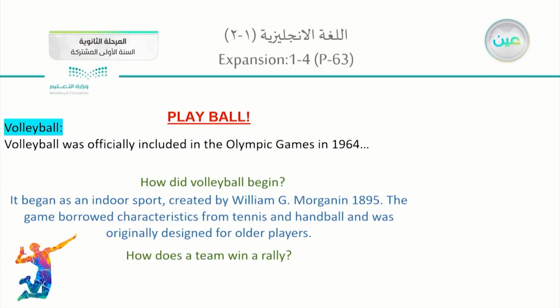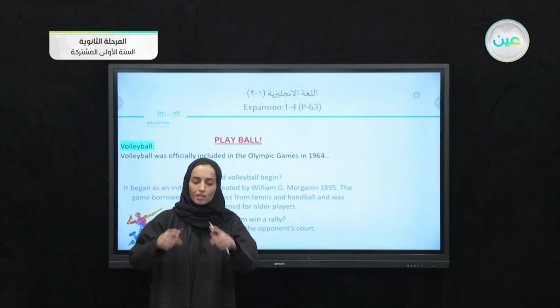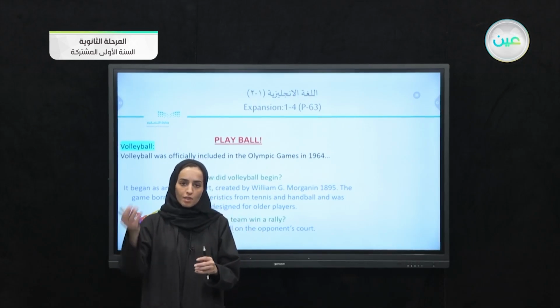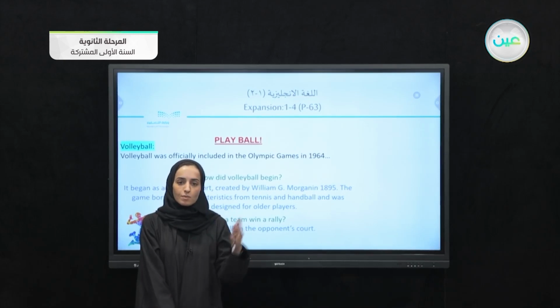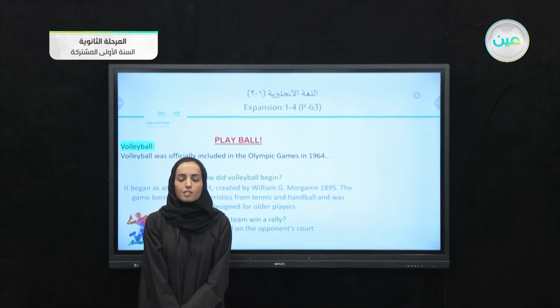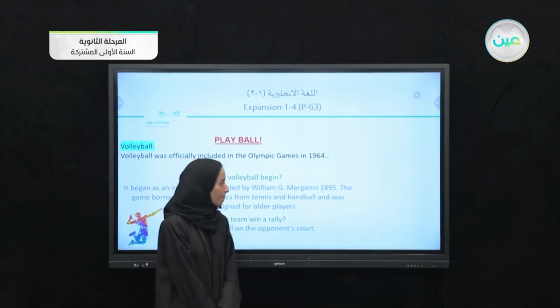Then, how does a team win a rally? We're having a rally, which is just like a football match. Someone would win it if they ground the ball on the opponent's court. So we're having the court, which is the ground. If the ball hits the ground on the other team's court. That is for volleyball.